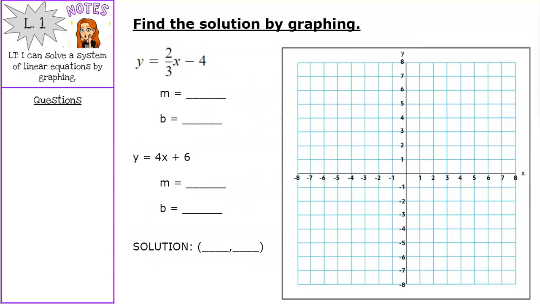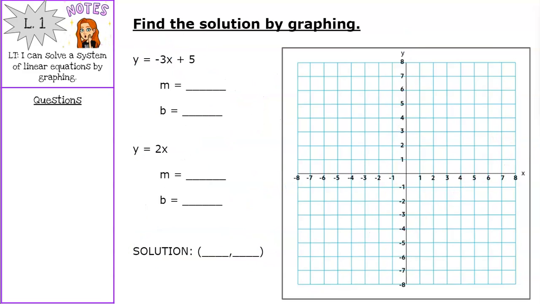So let's do one more example. We have y equals -3x plus 5. So y equals mx plus b. Our m is -3 and our b is 5. We start by plotting our b, our y-intercept, on our y-axis. So I'm going to find 5 and put a point. Then our slope is -3, so that's -3 over 1. -3 means I'm going down 3. +1 means I'm going right 1. I'm going to go down 3, right 1 as many times as I possibly can.